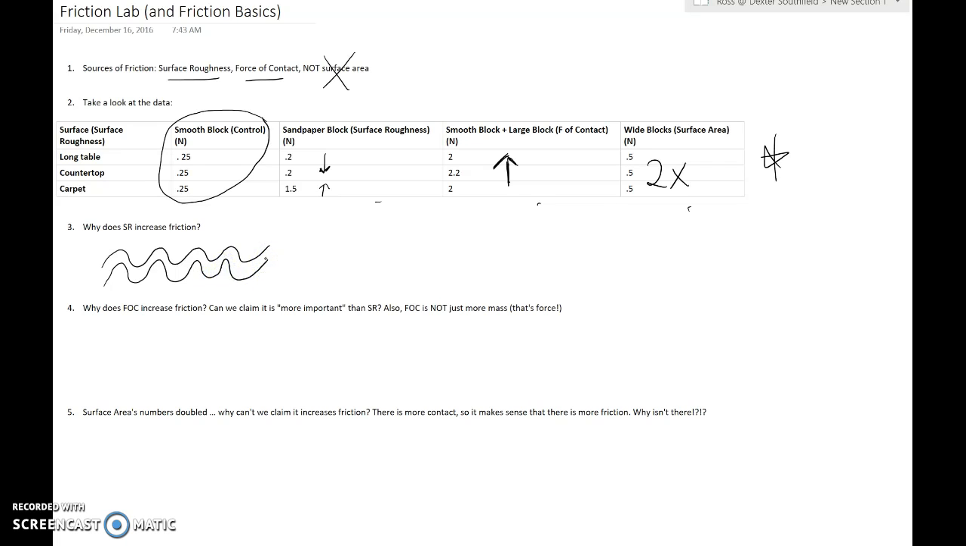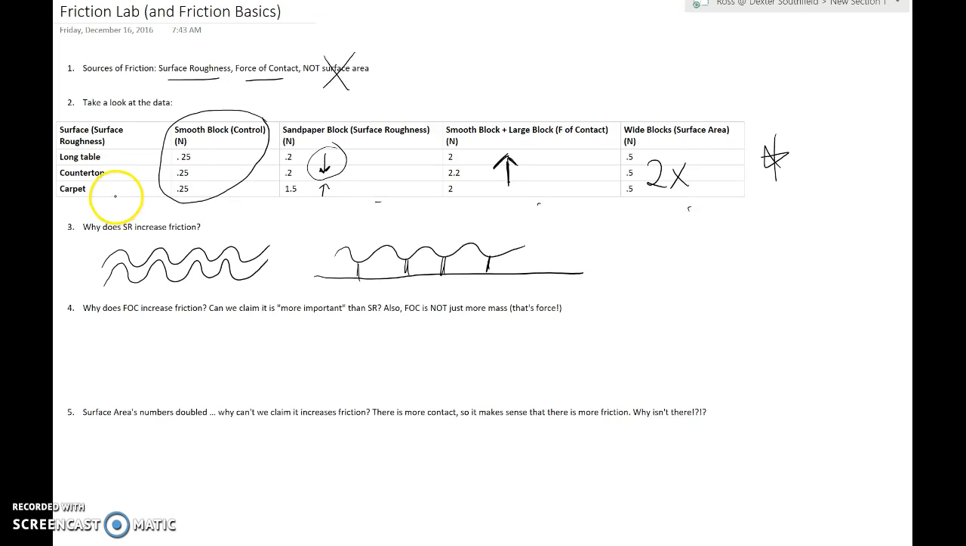There needs to be 2 rough surfaces. If instead you have a rough surface and a hard, smooth surface, like the long table or the countertop, what's going to happen is that sandpaper block or that rough surface is just going to kind of glide over the smooth one because there's only a few points of contact where it will actually be touching. So there will be nothing to dig into. It'll just glide right across. So that's why we saw this decrease right here.